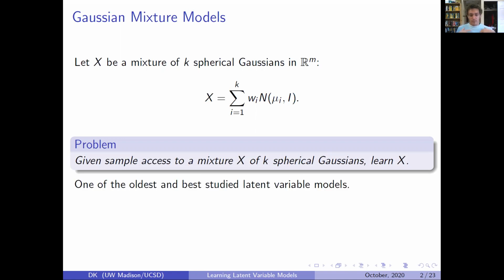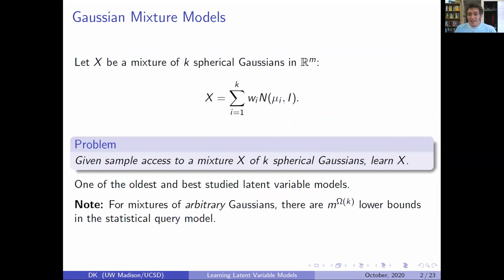These sorts of mixtures of Gaussian models are some of the oldest and best studied latent variable models in all of statistics. It is slightly more natural, perhaps, to consider mixtures of arbitrary Gaussians, where the covariance matrices can be whatever they want to be. However, in this case, there are m^k-ish lower bounds, at least in the statistical query model. So for arbitrary mixtures, there are lower bounds, which makes it look like this problem is going to be hard, whereas for spherical Gaussians, no such lower bounds are known.